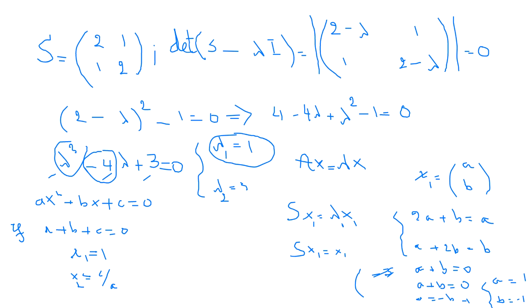To get the second eigenvector, I have to place here, instead of lambda 1 equals 1, lambda 2, and I will obtain the second eigenvector, which is x2. Here I should insert the 3 instead of the 1. Things would change, and finally I will get the second eigenvector x2 given by 1, 1, if you wish.